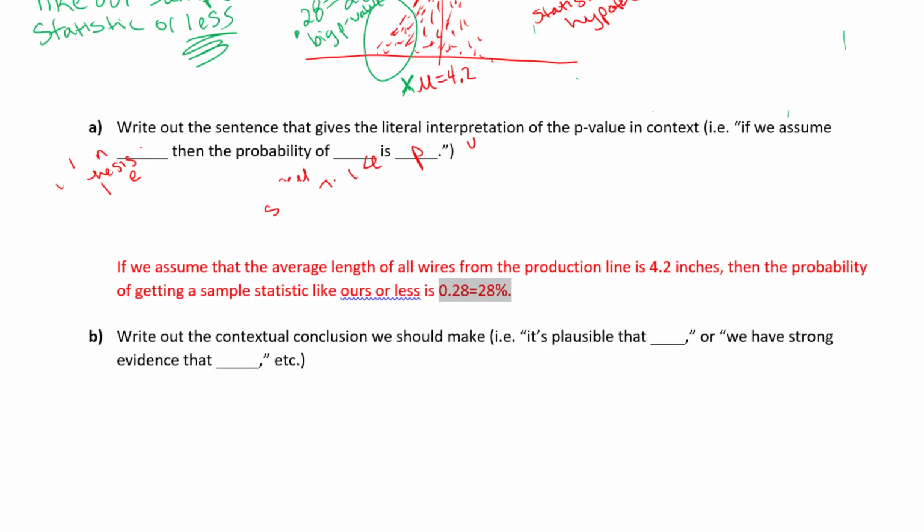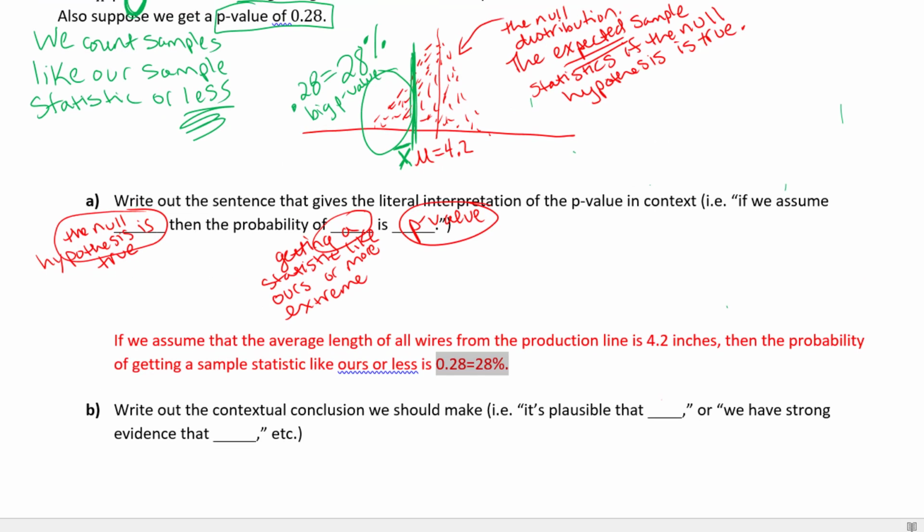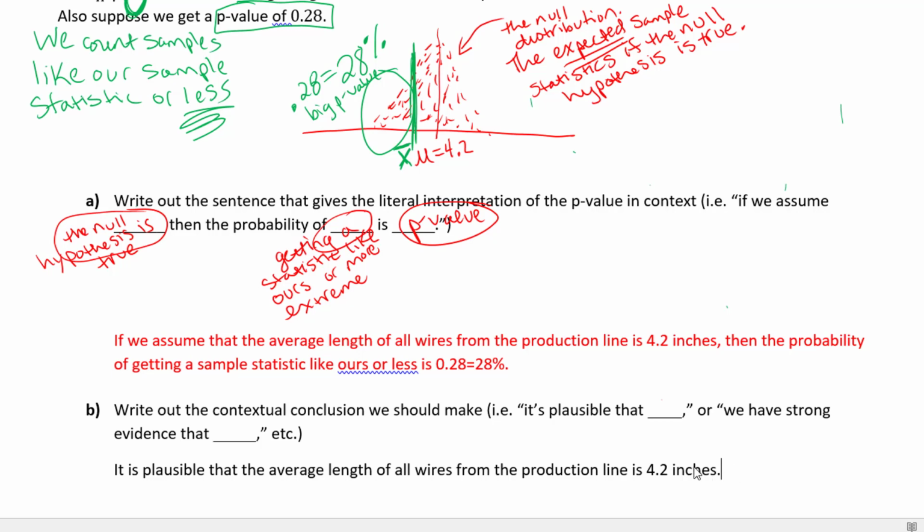And that's what we have here. Our p-value is 0.28, 28%. That's definitely bigger than 0.05, 5%. So we're going to say the null hypothesis is plausible. But we're just going to say that in context. So I say, it's plausible that the average length of all wires from the production line is 4.2 inches.